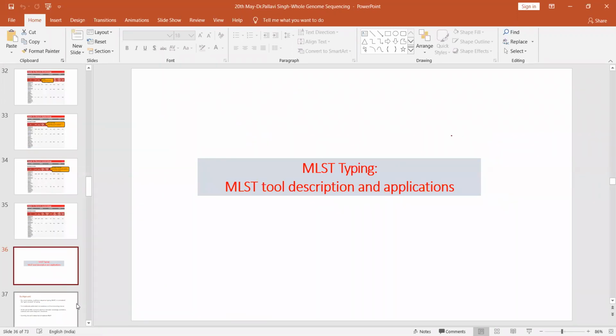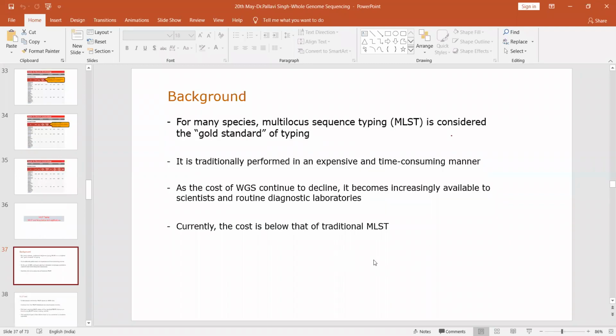If you have an unknown sequence, the first step is you will go for the K-mer tool, and the K-mer tool will tell me which species it is, whether it is E. coli or Pseudomonas or Salmonella. After identification of the unknown species, I should go for the typing. What is the species type? So for that, I use the MLST tool.